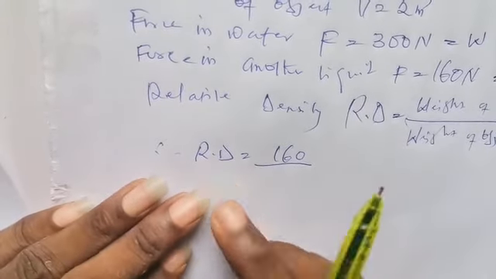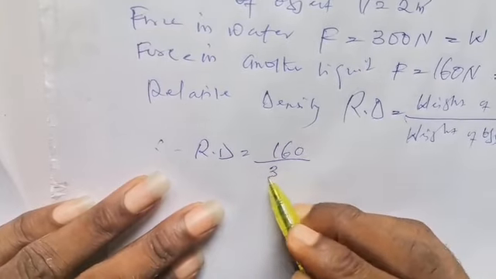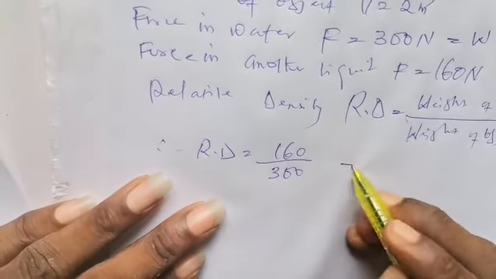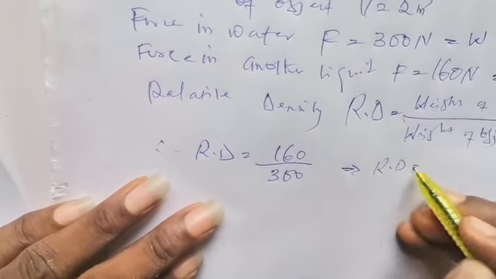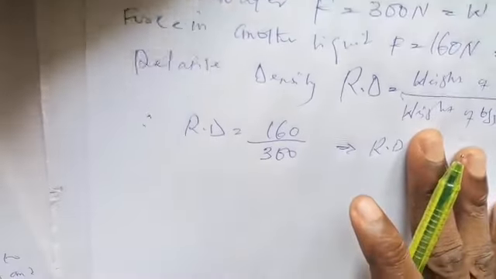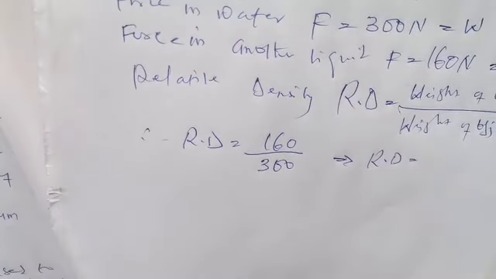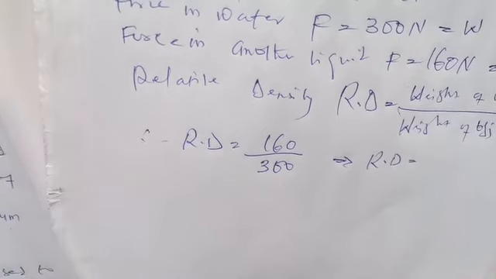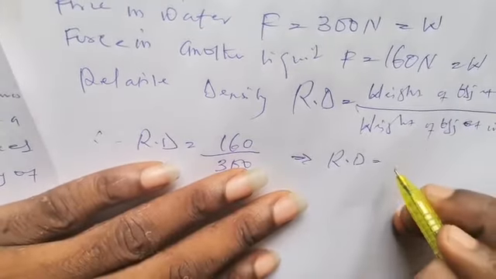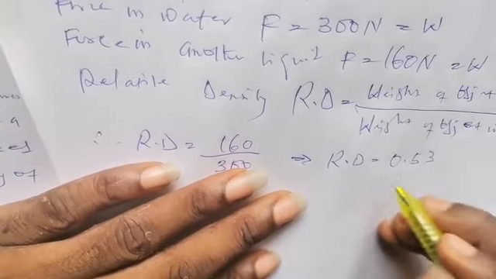So relative density is simply 160 over 300 newtons. If you punch that into the calculator, 160 divided by 300 gives us 0.53. So the relative density of this liquid is 0.53.